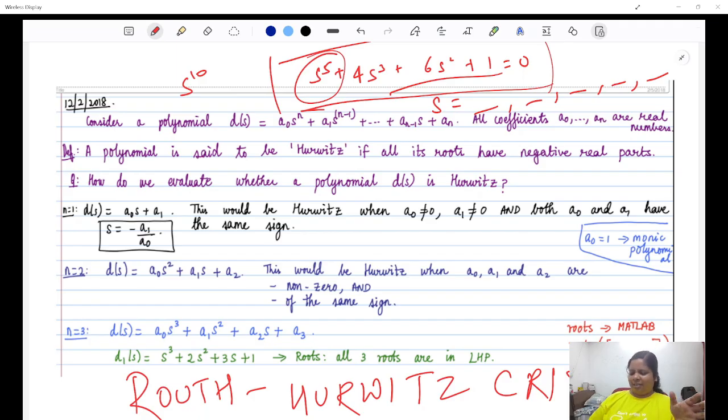Before that, we'll not go too deep into this, but I just want to clarify one thing. Let's say you're given a third order polynomial: a0 s cube plus a1 s square plus a2 s plus a3. All of the coefficients are a0, a1, a2, a3, up to an. So what is a Hurwitz polynomial? A polynomial is said to be Hurwitz if all its roots have negative real parts.